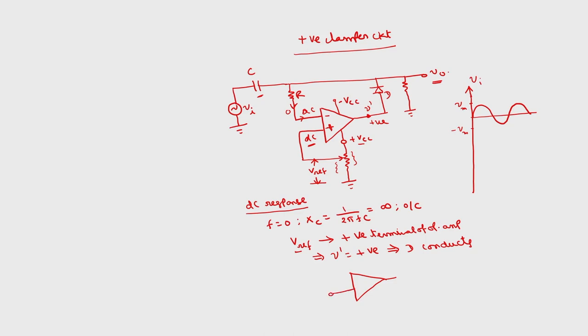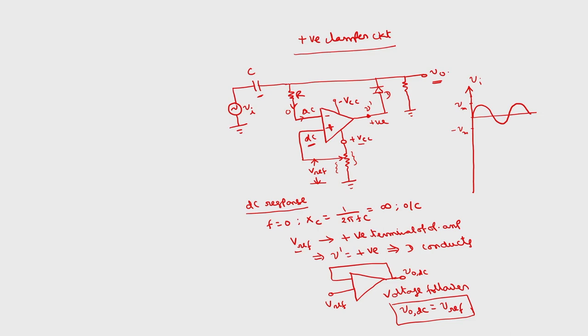Here we have V reference and this part is connected to output. This is nothing but voltage follower. So, output you can call this as V0 due to DC. So, V0 due to DC is equal to V reference itself. Okay. So, when the input is DC, output V0 simply follows the input DC voltage.